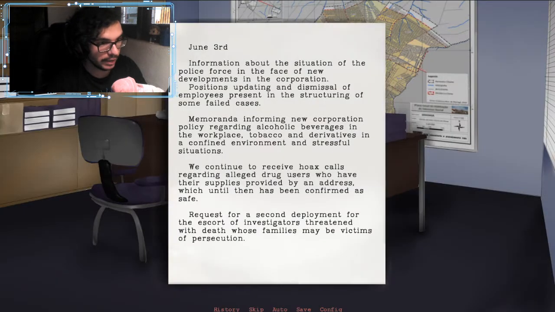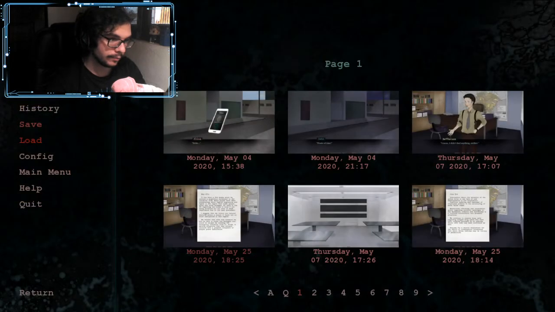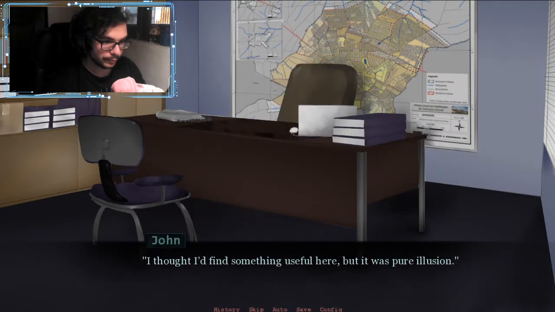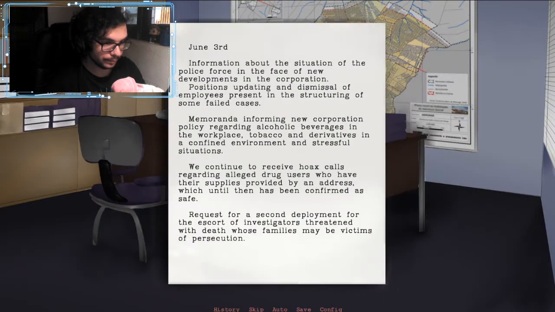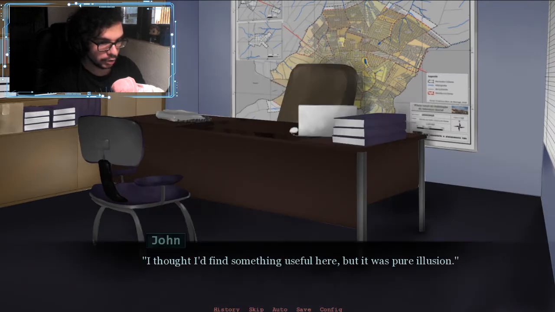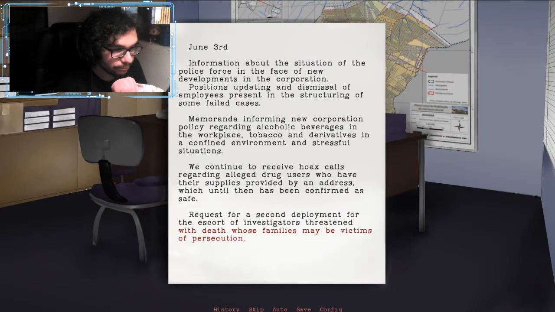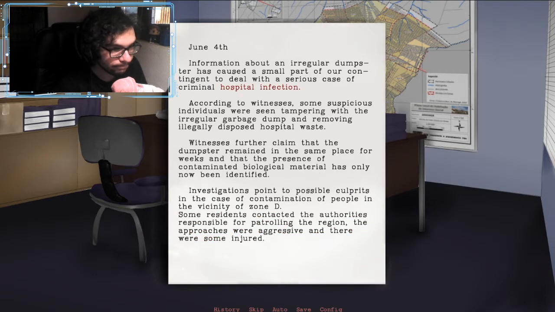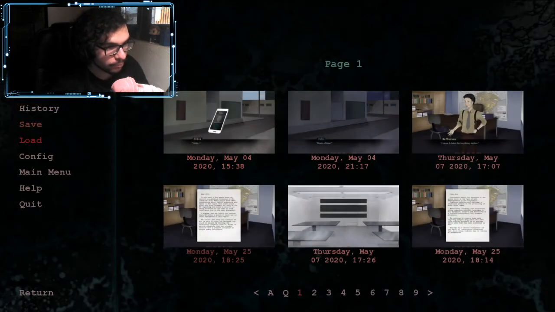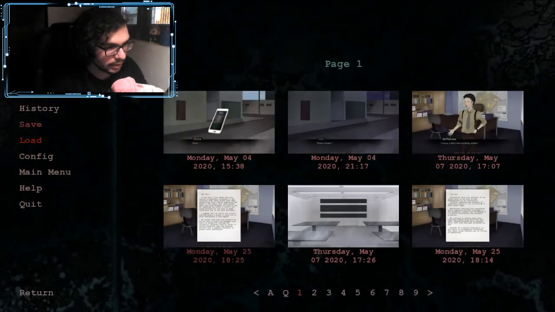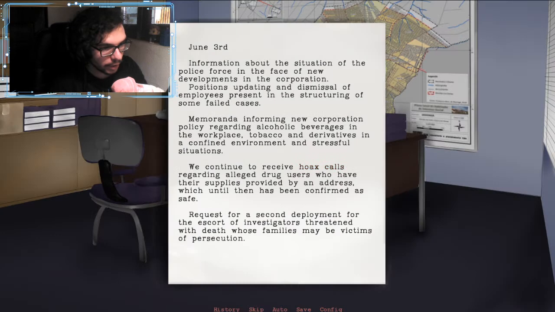I don't know what I'm supposed to be finding. Little cases. Nope. Police force. Nope. Hoax calls. Nope. Seems like the only thing it says is, oh, I thought it was important, but it's not. And that's about it, because I don't know what else I'm supposed to do.